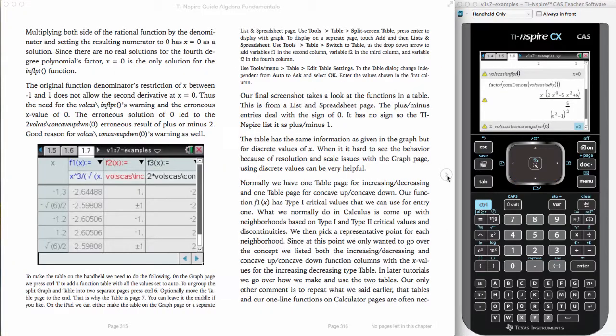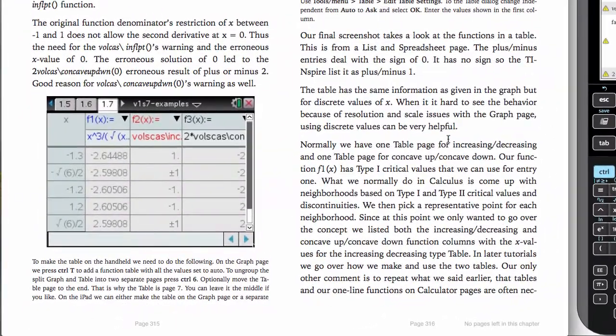Let's turn to the next page. Another thing that we can do is bring up our table, and we can plug in the function, the increase and decrease, the concave up and concave down, and put points in. Normally, we would have two separate tables. Again, for this class, since we're not actually doing all this material out, we just put them together so you can see what's going on.